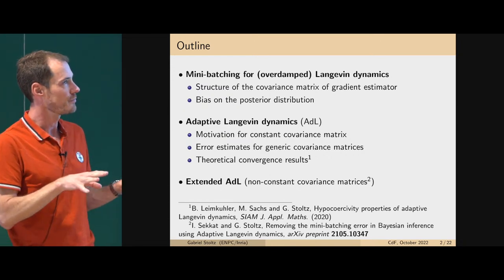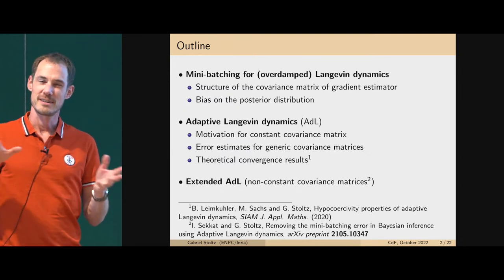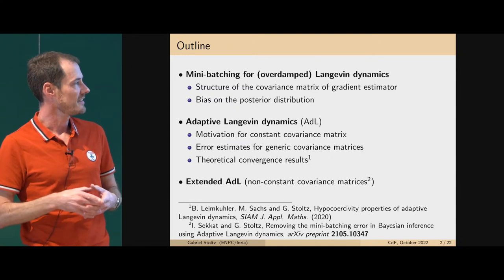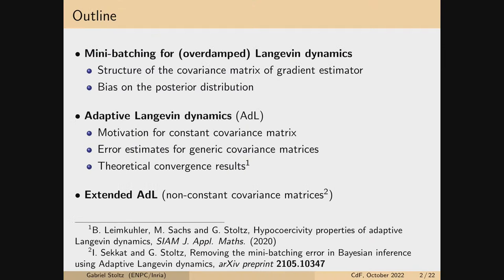So for people from MD, you could think of it as what happens if I'm not evaluating exactly the gradient of my potential energy to compute the forces, but I only have some kind of a stochastic estimator of that. This would happen, for instance, if you discard randomly some interactions, or if you have quantum computations to compute the forces, but you're not exactly converging your quantum computations.